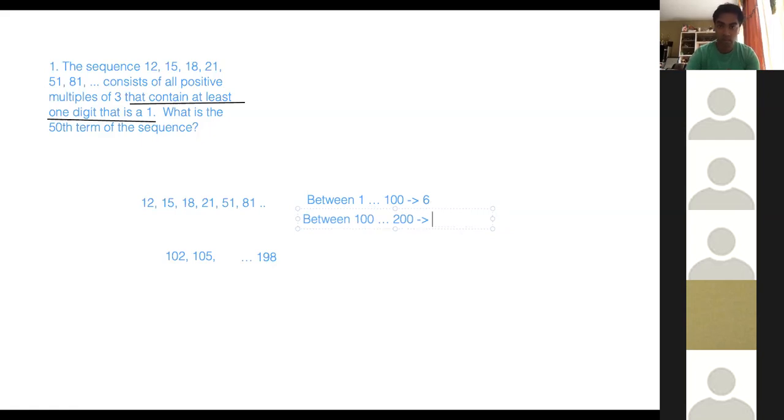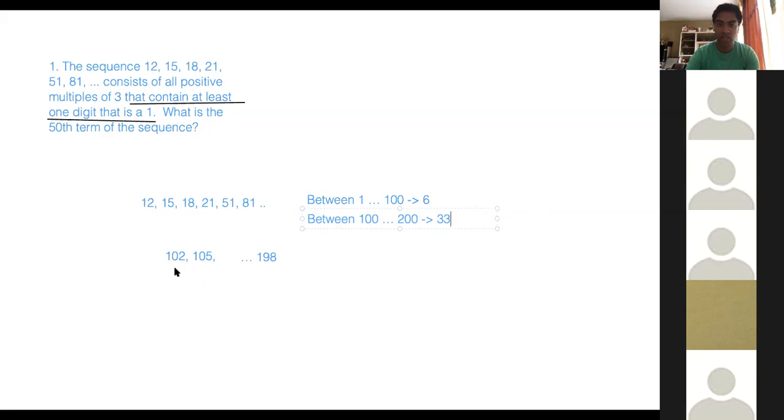We should have 33. Is that correct? So 102 to 198, you keep adding 3. So you can add a 3 32 times plus the first one. So this is a total of 33. So good, yeah, Ishan said 39. So between 1 and 200, 33 plus 6 is 39. So now we've covered 39 terms in the sequence between 1 and 200.